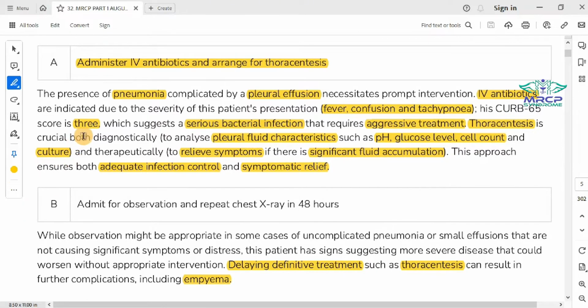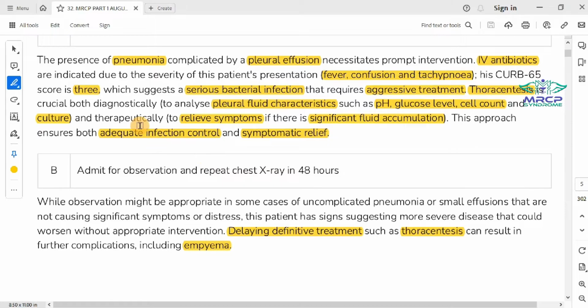Thoracentesis is crucial both diagnostically, to analyze the pleural fluid characteristics such as pH, glucose level, cell count, and the culture, and also therapeutically, to relieve the symptoms if there is significant fluid accumulation. This approach ensures both adequate infection control as well as symptomatic relief.